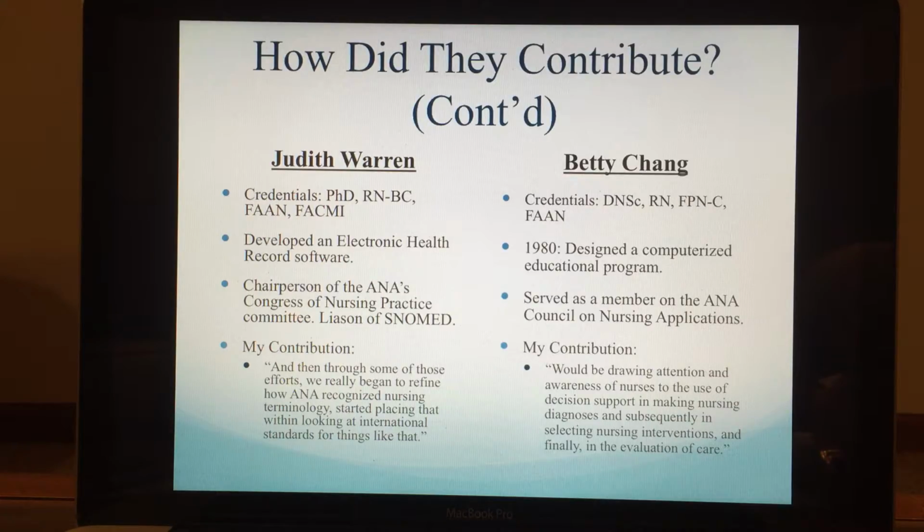She served as a member on the ANA Council of Nursing Applications Committee, and when asked in a Pioneer interview what her major contribution to the world of nursing informatics is, she stated, quote, "My contribution would be drawing attention and awareness of nurses to the use of decision support in making nursing diagnoses, and subsequently in selecting nursing interventions, and finally in the evaluation of care," end quote.